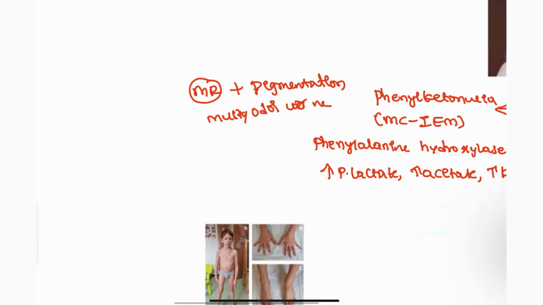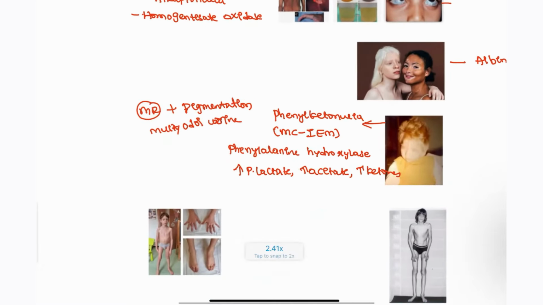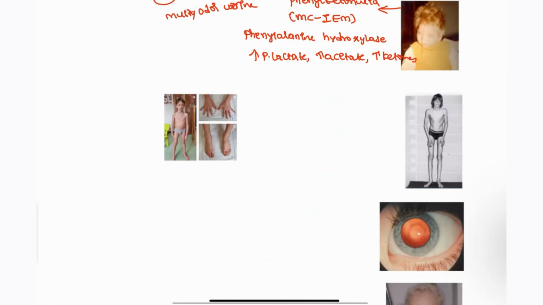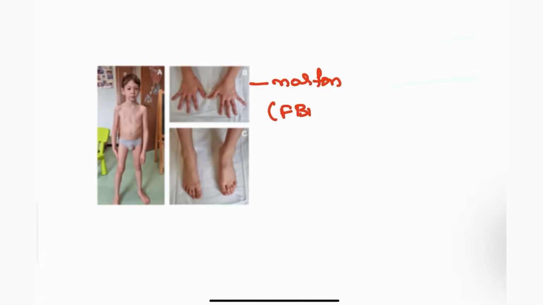Okay, that is a finding about phenylketonuria patients. Next, moving on to another condition. This condition is known as Marfan's syndrome. In Marfan syndrome, what is the deficiency, guys? The fibrillin 1 gene is deficient in this patient. And this is the most common autosomal dominant condition.